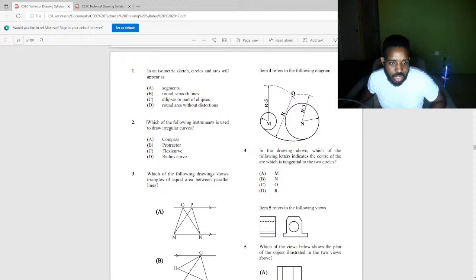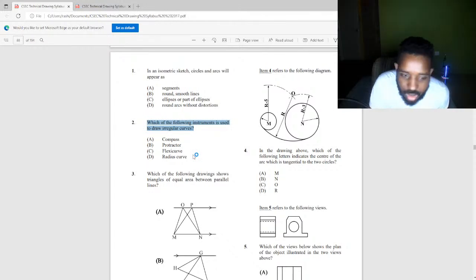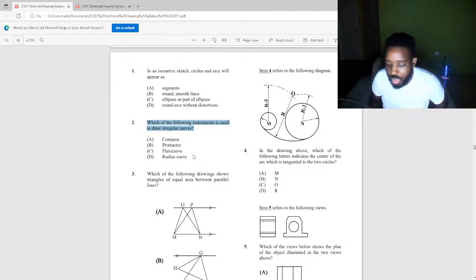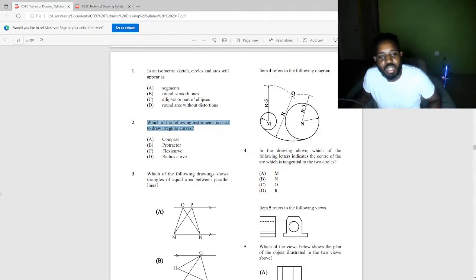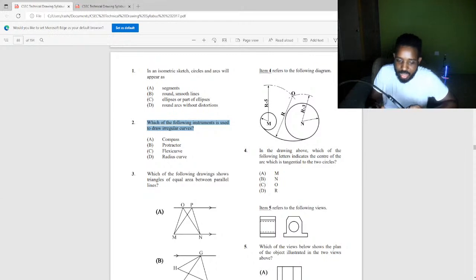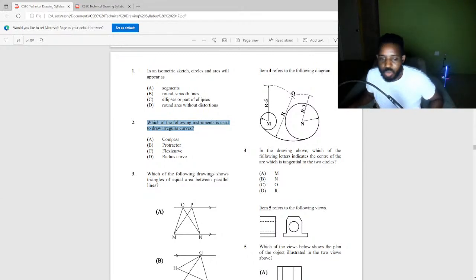This next question here, number 2, says, which of the following instruments is used to draw irregular curves? Alright, so the thing with this is most of the questions are based on traditional drawing, and I think most of you would have done drawing on AutoCAD. So the questions might be a bit tricky.